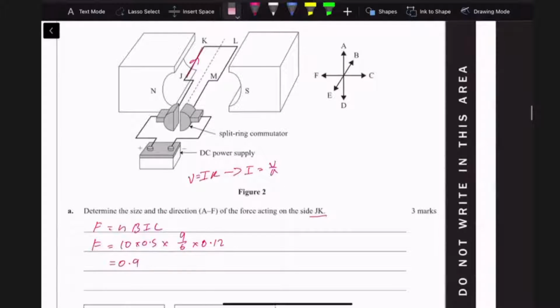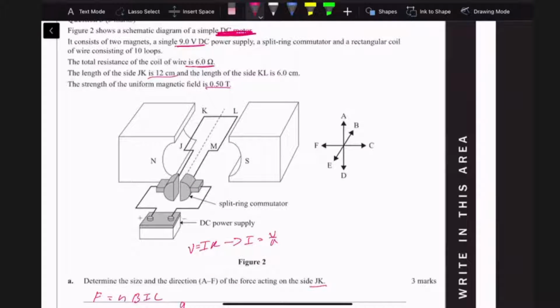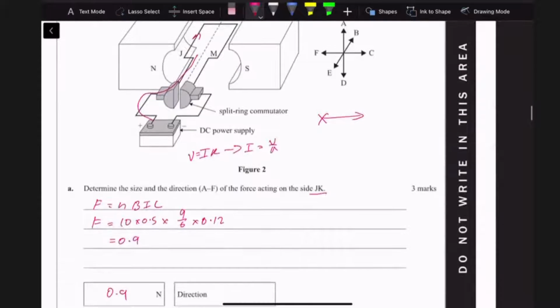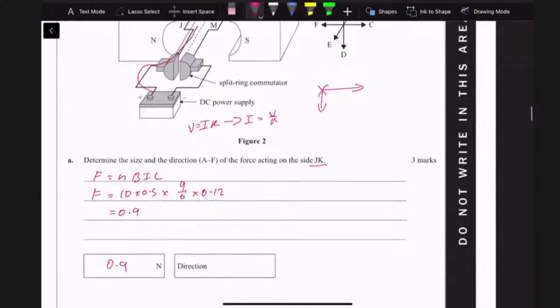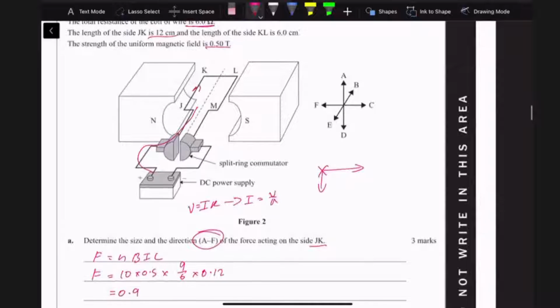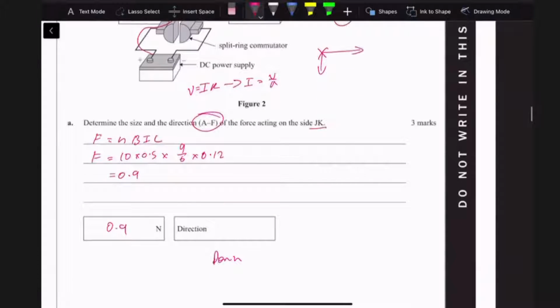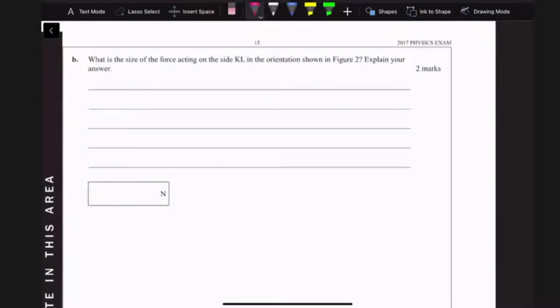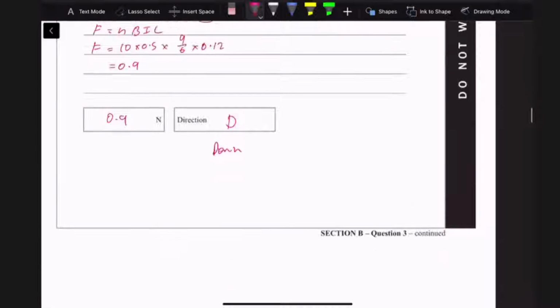So direction. If we look at side JK using the right hand slap rule, we can see that the magnetic field is going to the right. And if we follow the current, then the current's going into the page. So then if you use the right hand slap rule, then you can see that force will be going down. So since we have to use the directions A to F, you have to put a letter, and the letter would be D. So D.